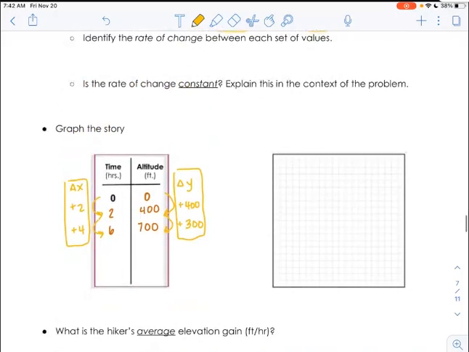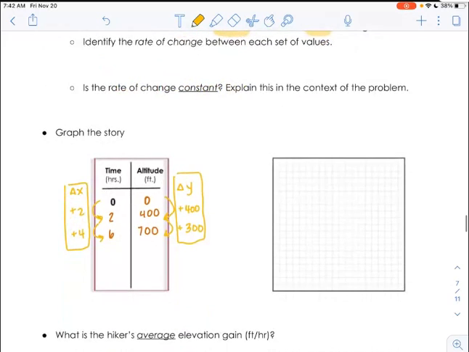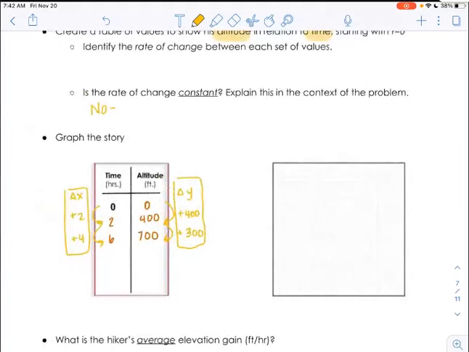Is the rate of change constant? Explain this in the context of the problem. So as we just saw, no, the rate of change is not constant. Explain in context of the problem, well, it looks like we're checking in at different intervals of time. So he checks in at 2 hours and then again at 6 hours. Those aren't constant intervals of time. And then also when he is checking in, he has climbed different amounts.